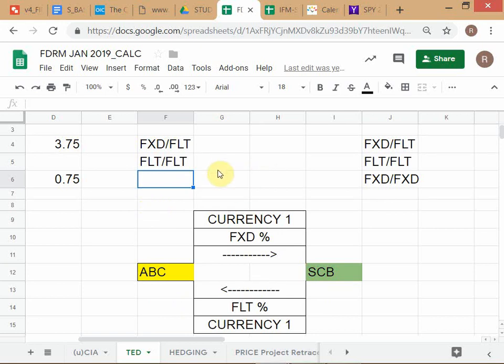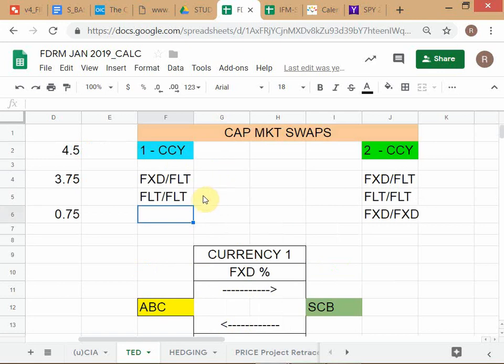There's a name for this. This is called a cross-currency basis swap. You'll see all those names in the book itself. But the point is that you could have both legs as floating. So understand this. Sahil was asking about this LIBOR reference, why LIBOR reference.